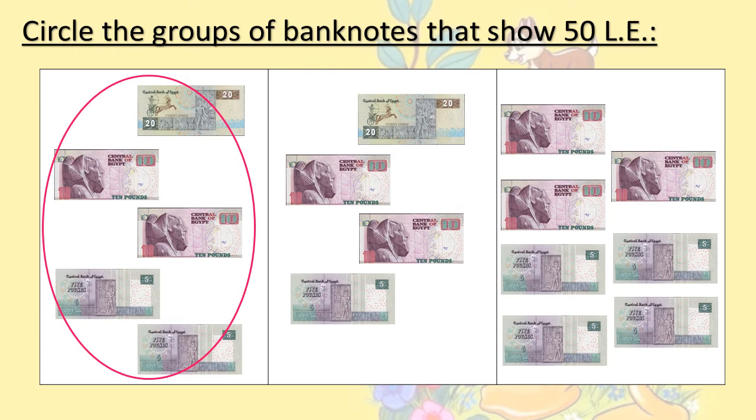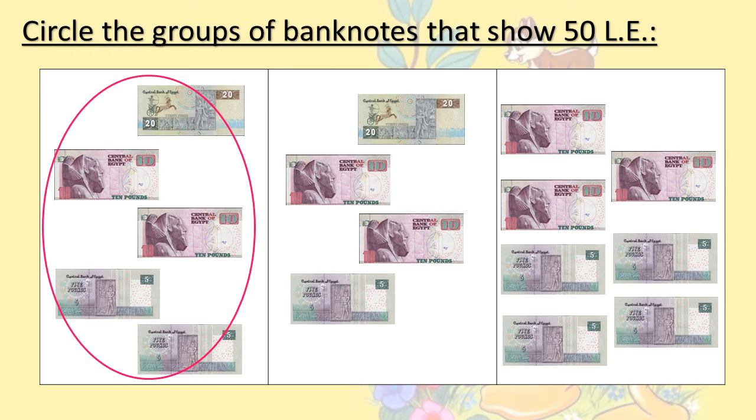So in this group, I have banknotes that show 50 Egyptian pound. Let's count the other group. In the second group, I have 20 and 10, 30, and 10 more, 40, and 5, 45. In the second group, I have only 45. So this group of banknotes doesn't show 50 Egyptian pound.